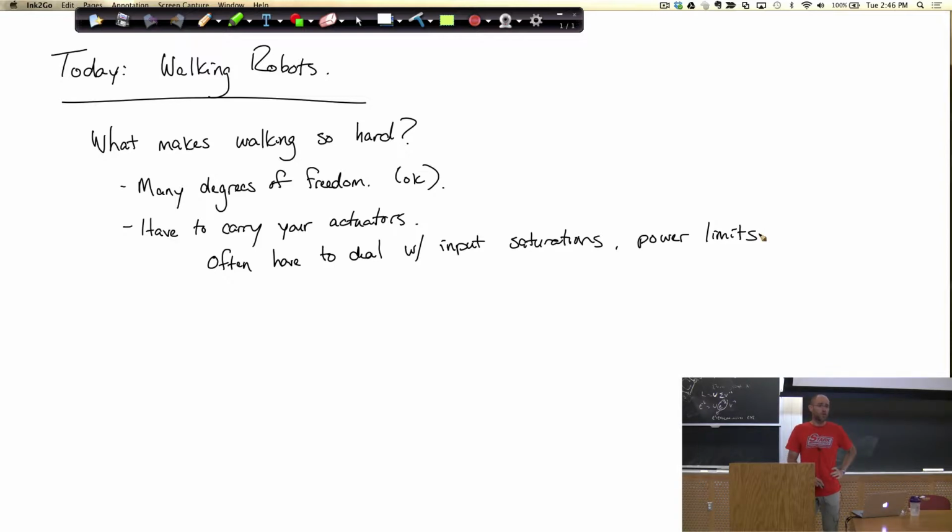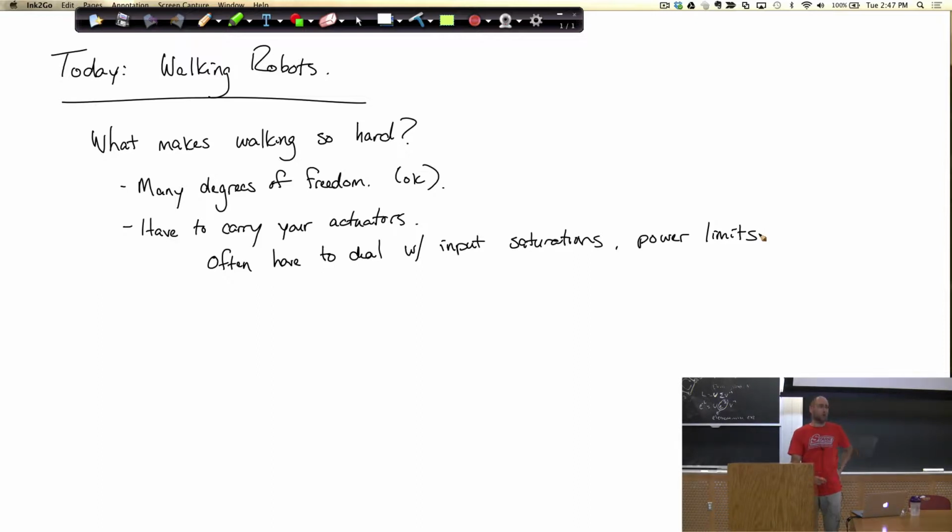There's been a few dramatic exceptions to that rule. So for instance, Boston Dynamics has been building robots based on hydraulic power with a gasoline engine attached. And gasoline is basically unlimited power. So if you're willing to go there, then you can get around some of the fundamental limitations.